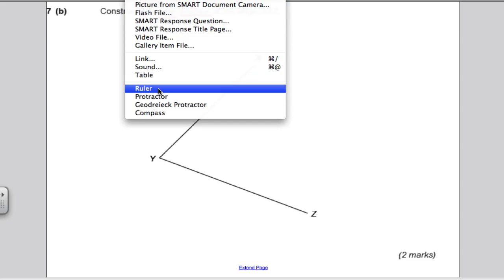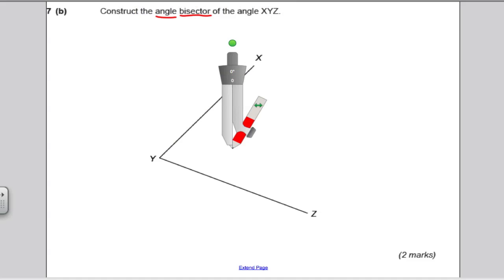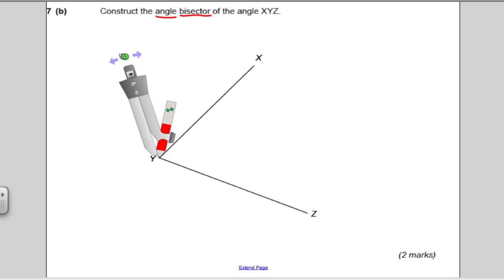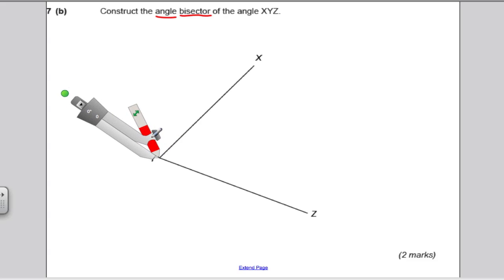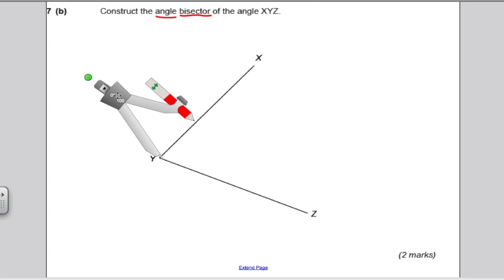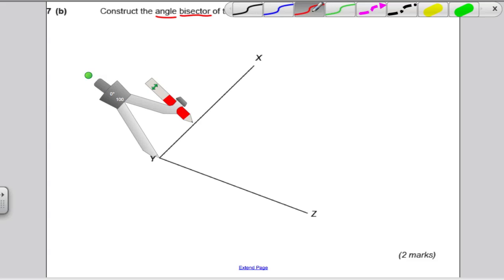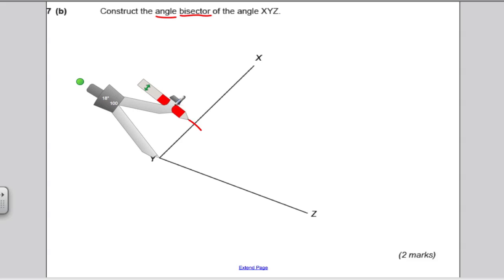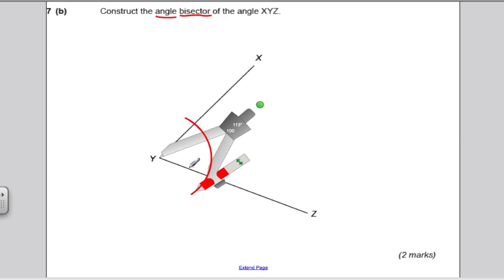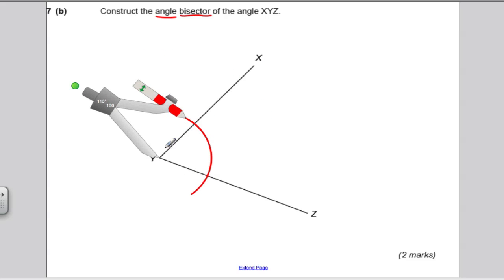So let's insert our compass, and what we do for this is we put our compass on the point Y here, and we take out the compass to a certain distance. Doesn't matter how far, just take out that compass to a certain distance here. Okay. Then what we do, we put a little line here, and the same line, in fact we can drag it down so it cuts both line segments YX and YZ.